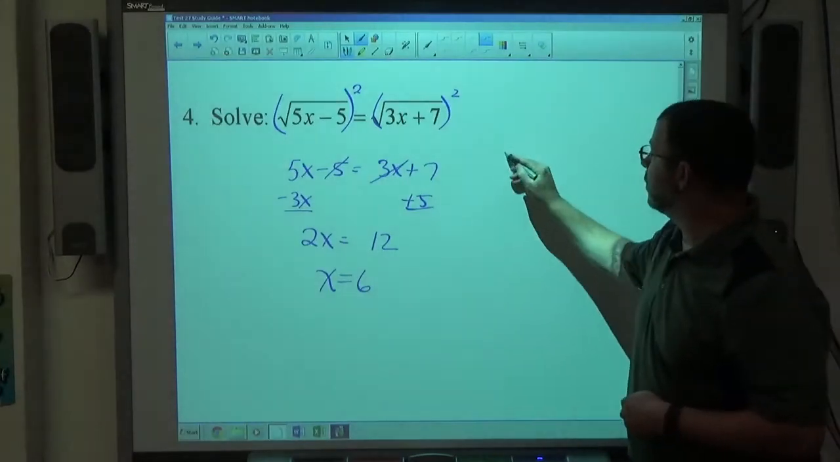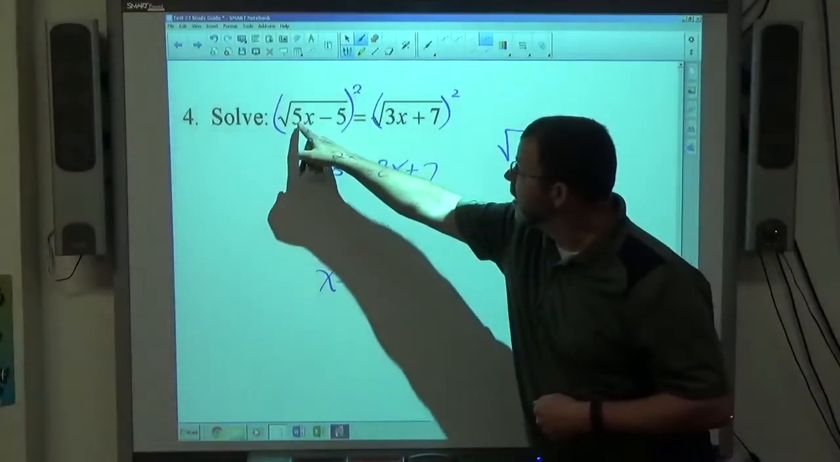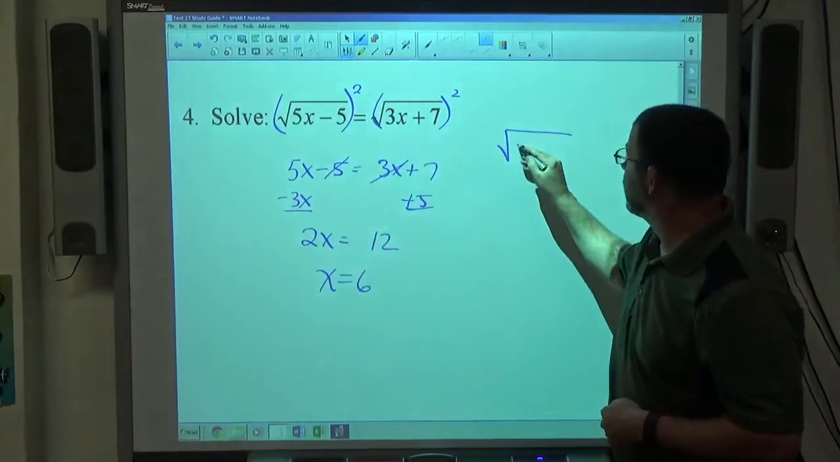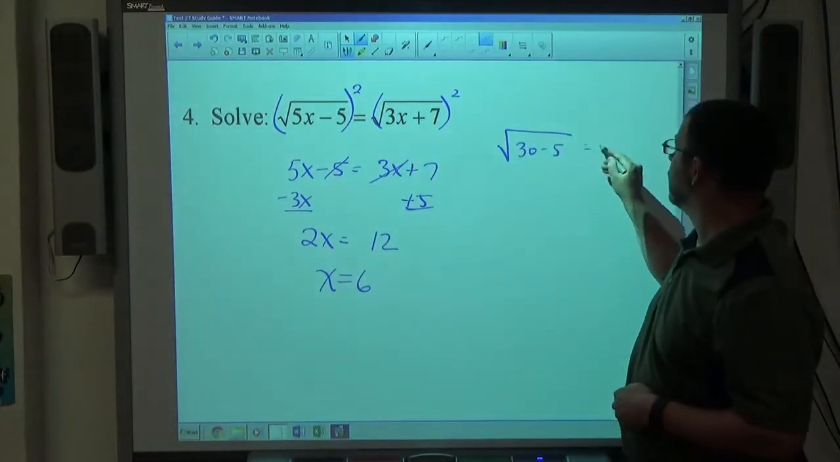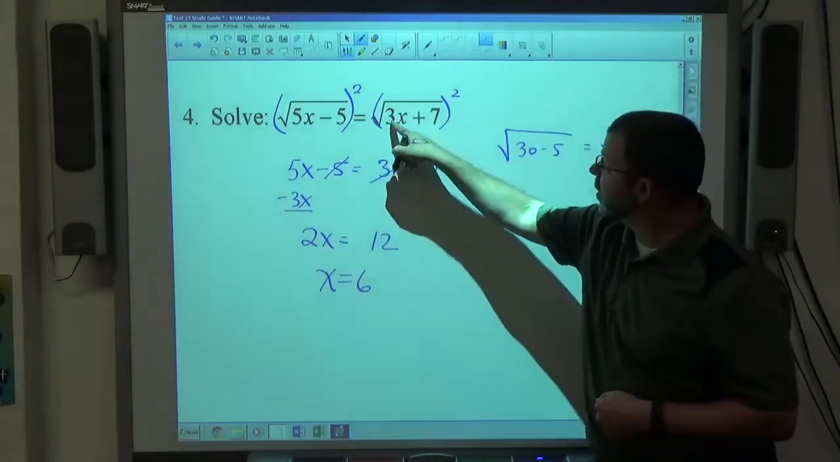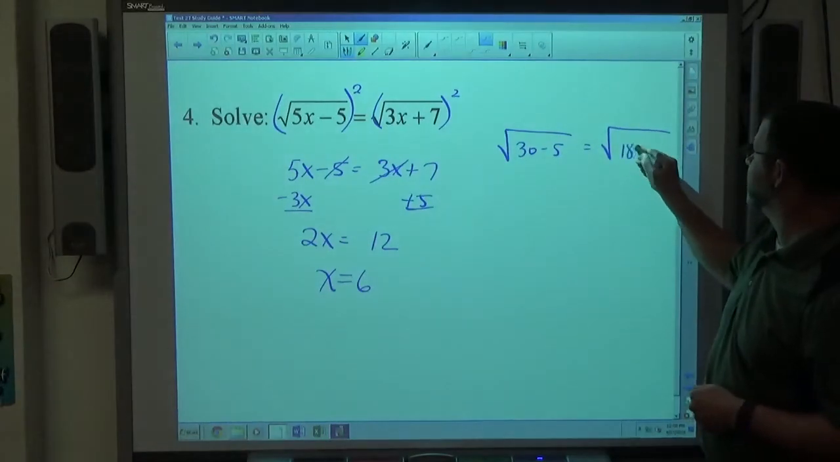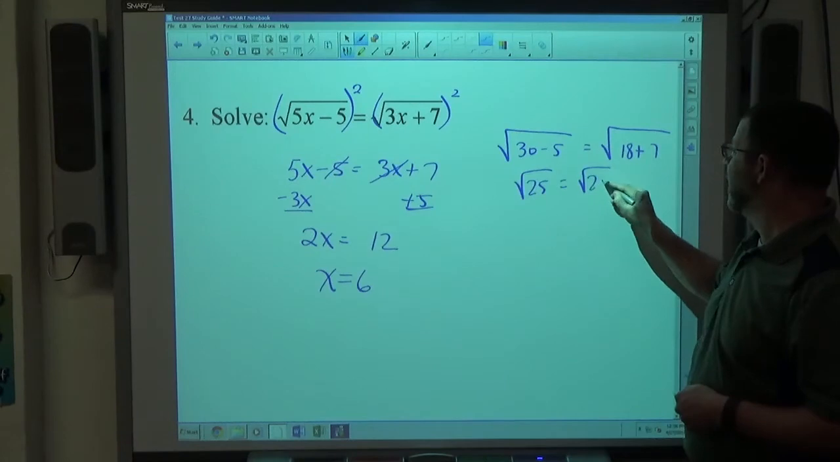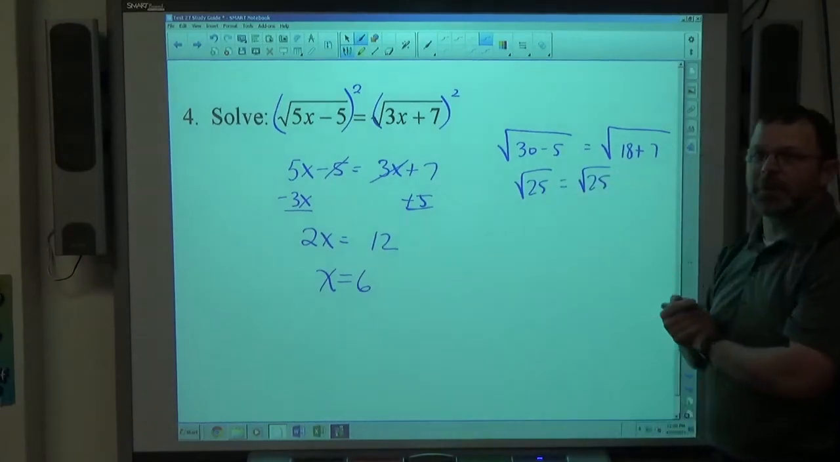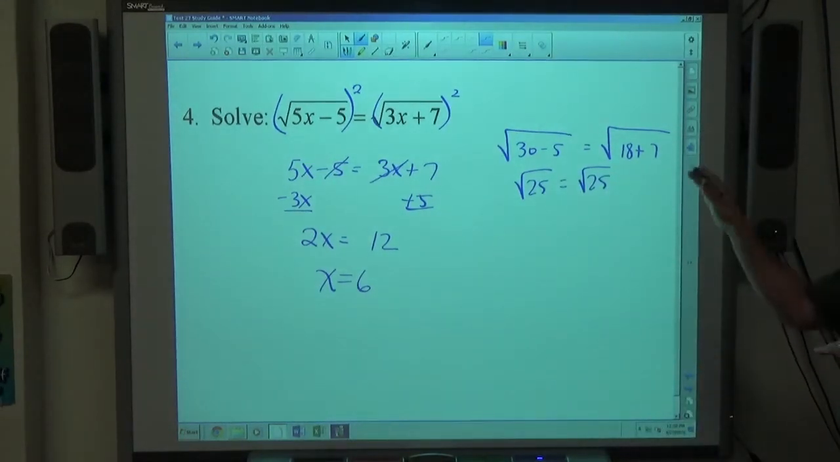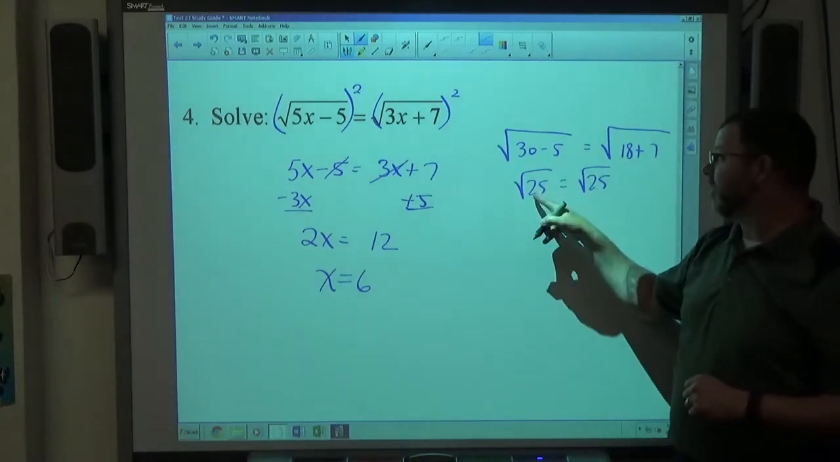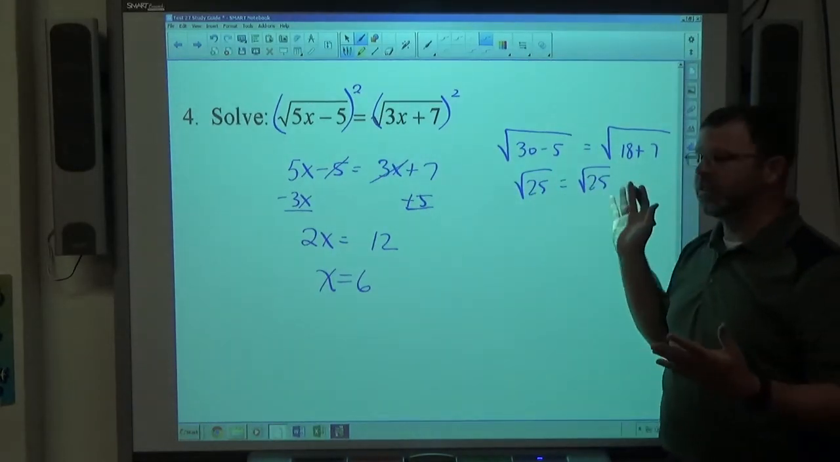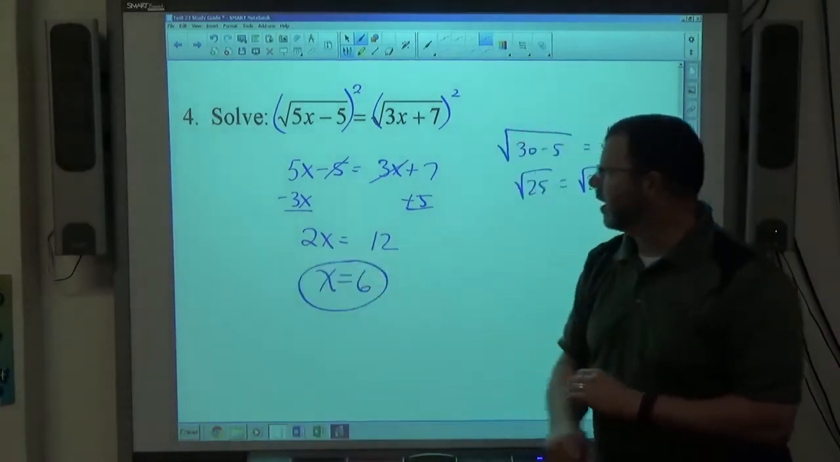So if I try substituting 6 in for x, 6 times 5 is 30, so I get 30 minus 5 underneath the square root, equal to, if I put 6 here, 3 times 6 is 18 plus 7. That's the square root of 25 is equal to the square root of 25. I could go on to take the square roots. It doesn't even have to be nice, pretty square roots like this. Of course, that's 5 equals 5. If this said the square root of 93 equals the square root of 93, they're still the same. So this is the correct answer.